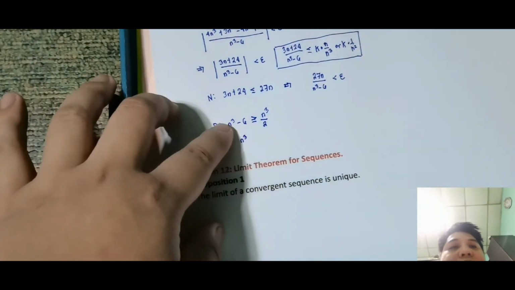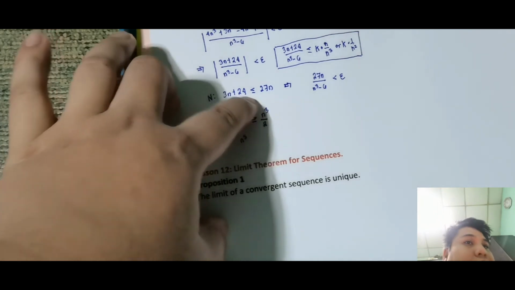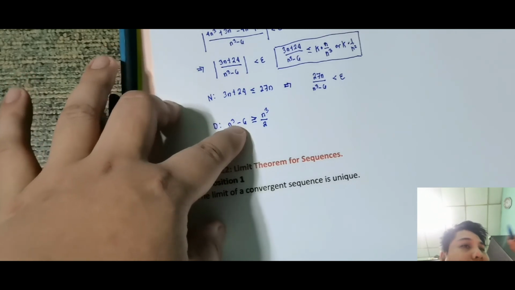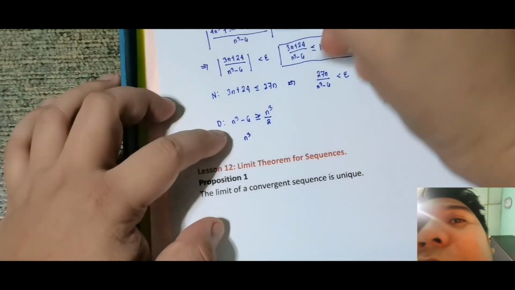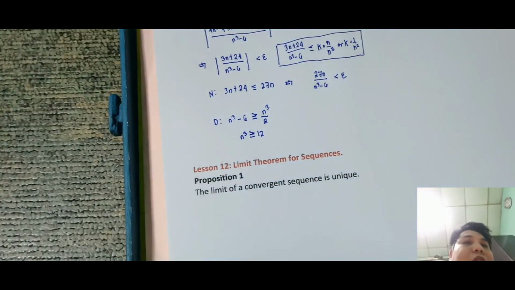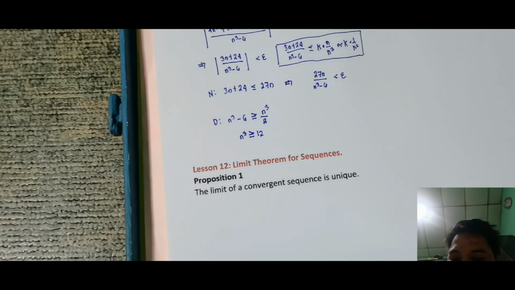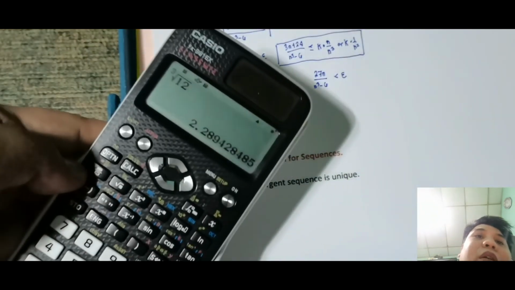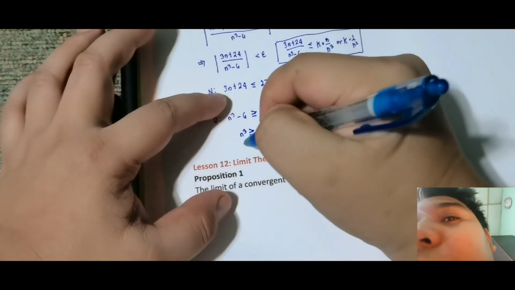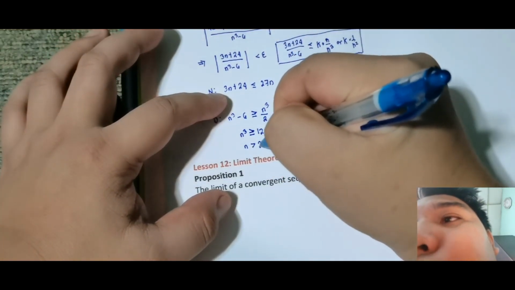Again: 2 times n cubed is 2n cubed, minus n cubed, since I transpose it to the other side, leaving n cubed. Now 2 times negative 6 is negative 12; transposing to the other side makes it positive 12. So this is greater than or equal to 12. Now we find the value of n where this is true. Taking the cube root of 12, the cube root of 12 is about 2.289. So this is true for n greater than 2.